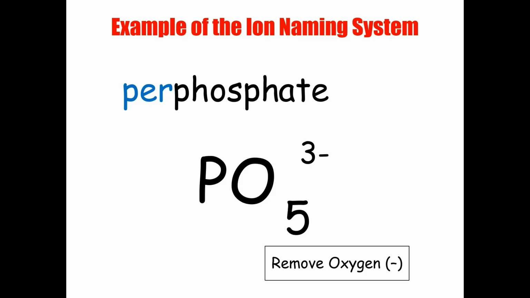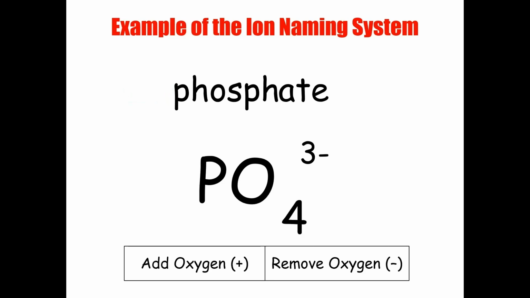And so, of course, the phosphate ion had 4 oxygen atoms, and now we have the perphosphate ion that has 5 oxygen atoms. We designate this particular variation with the prefix per. If we remove one oxygen atom, we go back to phosphate. Now let's see what happens when one oxygen atom is removed from phosphate. We get phosphite.